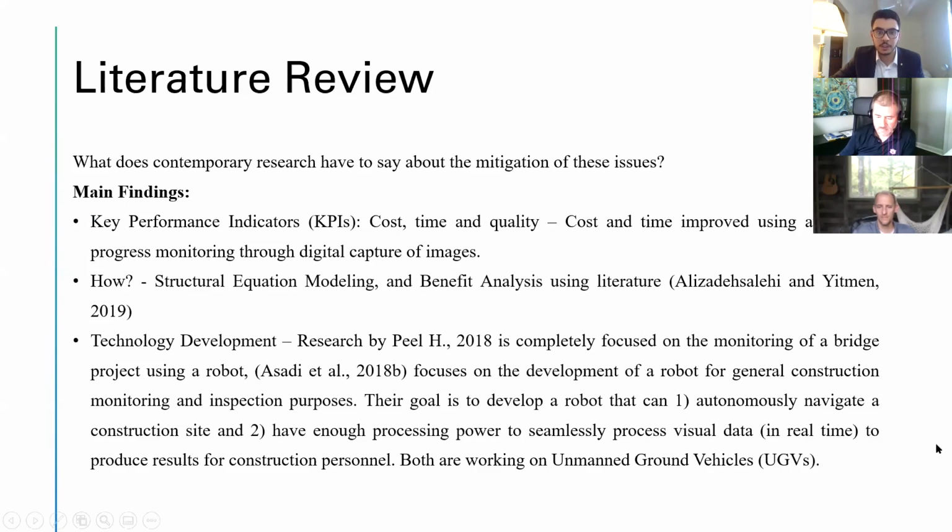Currently there are two researchers, Peel et al. and Asadi et al., who both published papers in 2018. Peel is working on monitoring of a bridge project using a robot, and Asadi is working on developing a robot for general construction monitoring purposes. So they're working on the technology itself, basically research and development. Their goals are to develop a robot that can autonomously navigate a construction site, and have enough processing power to seamlessly process visual data in real time to produce results for construction personnel.